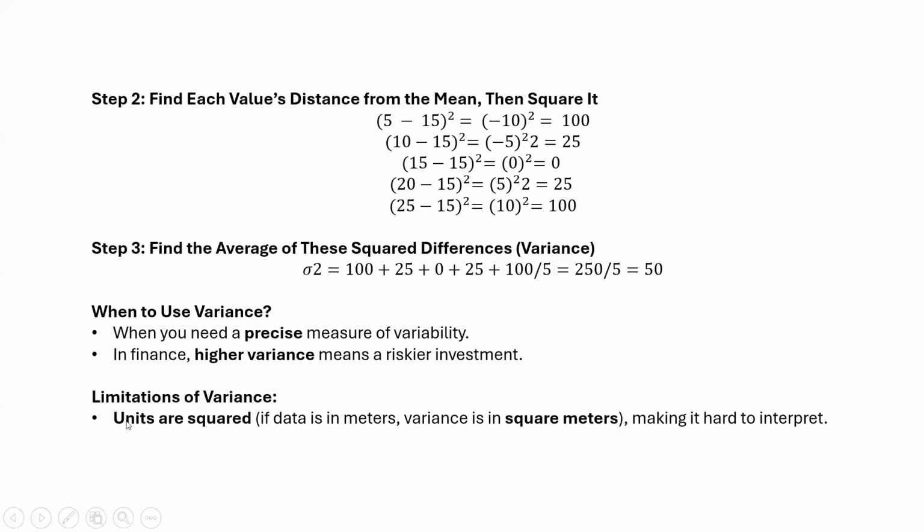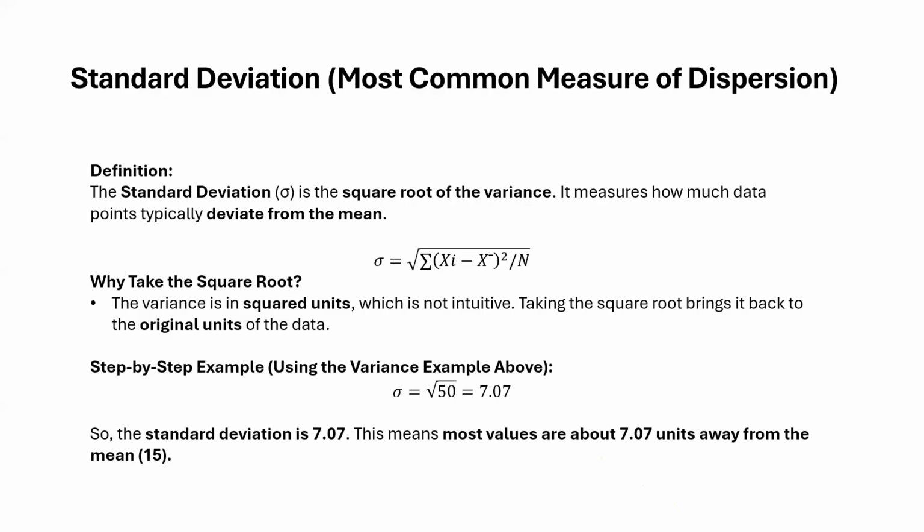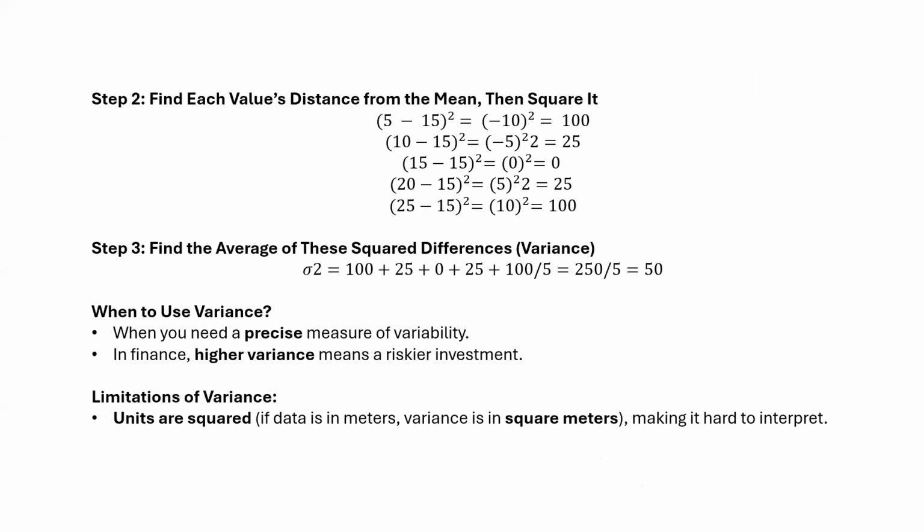Now there's another thing, limitations of variance. The units are squared here. If data is in meters, variance is in square meters. So it's a little difficult to interpret because of the bigger values here. When you start playing with your data sets, you'll get to know how it works.